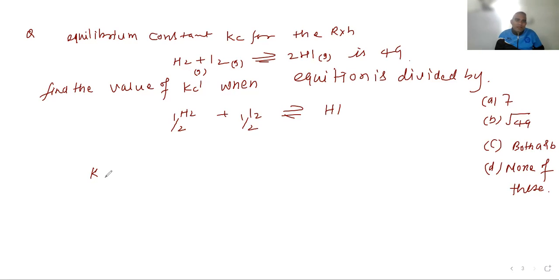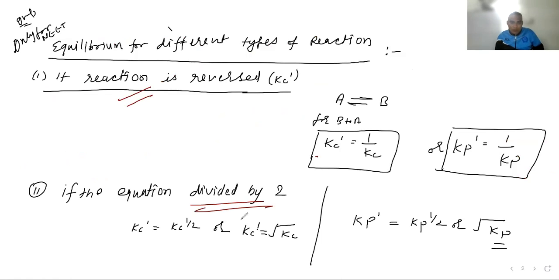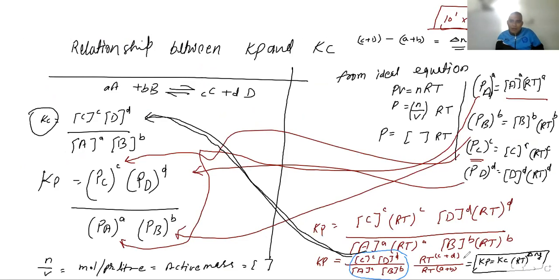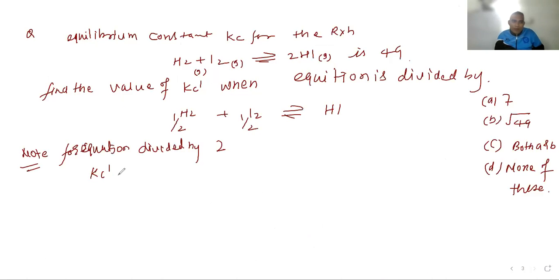I am also writing Kc dash for the equation divided by 2. What is the formula? If the equation is divided by 2, then Kc dash is equal to root of Kc. So Kc dash is equal to root of Kc.